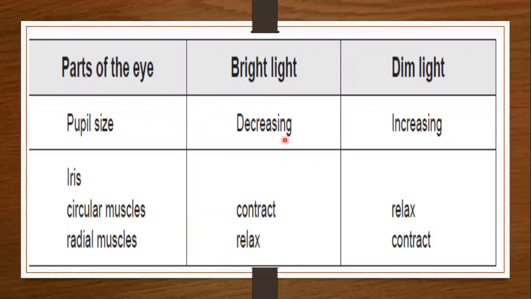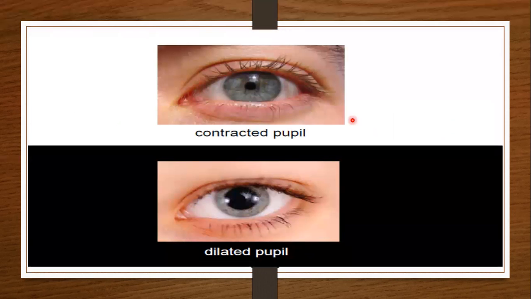So let's talk about the bright light. In bright light, the pupil size is decreased. It's smaller, it's getting constricted because of the circular muscles of the iris that contract and the radial muscles of the iris that relax. And in dim light, the circular muscles relax and the radial muscles contract, making the pupil dilated, increased in size. So you can see a contracted pupil, a constricted pupil, and a dilated pupil.